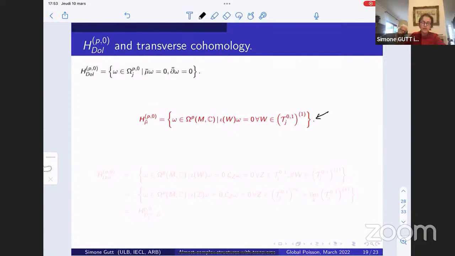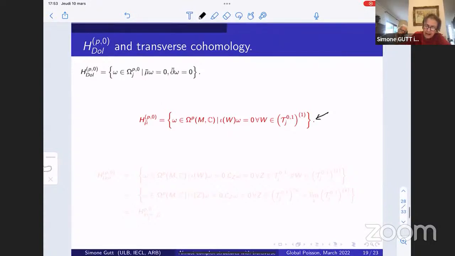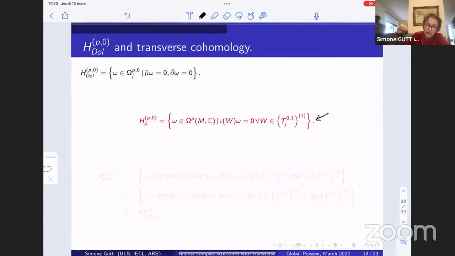complex valued P forms, such that the contraction, of course, with an element of T^{0,1} vanishes, that says that it is in Omega^P, and the contraction with an element in a plus of the image of Nj vanishes. But this is just the derived ideal. Well, it's the conjugate of what we did before, the first derived ideal of T^{0,1}.